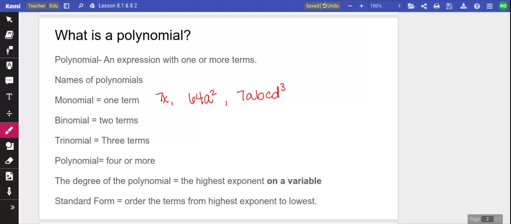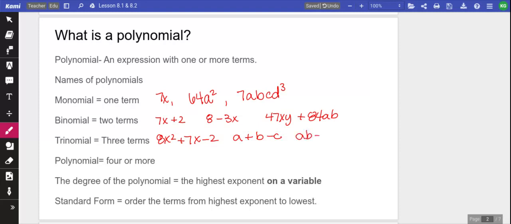A binomial is two-termed, so it would be like 7x plus 2, or 8 minus 3x, or 47xy plus 84ab. A trinomial is three-termed, so 8x squared plus 7x minus 2, or a plus b minus c, or ab plus xyz plus 7. And a polynomial is when you have 4 or more.